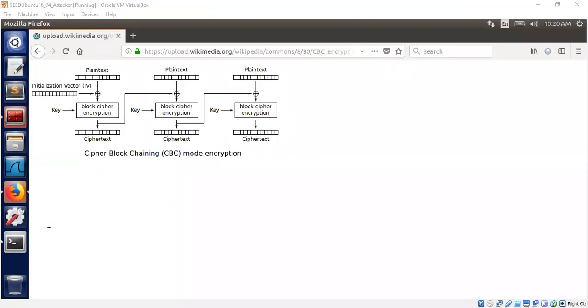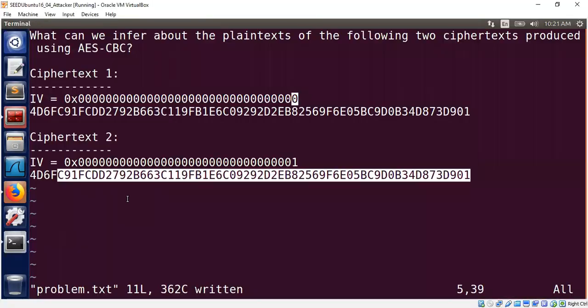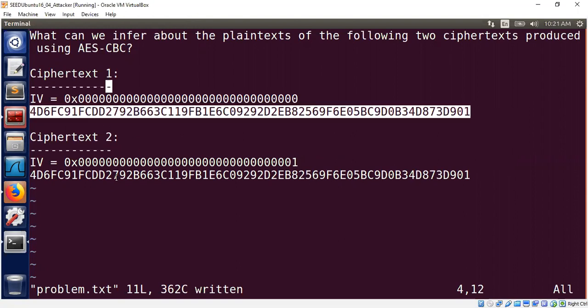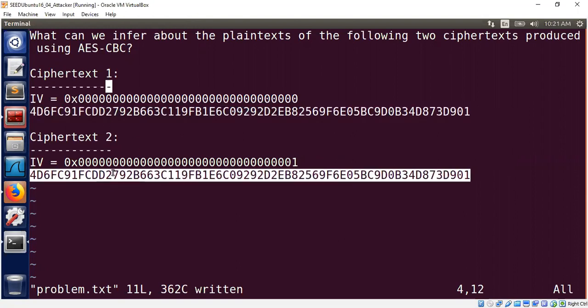Okay, so now we can get back to the problem. The problem is now to reason about what we can infer about the plain text, right? Since we saw that the IV is just being flipped at the least significant bit, but the ciphertexts are the same, that means the message must also have been flipped at exactly the same place where the IVs are flipped, right? That's the property of how the XOR works.